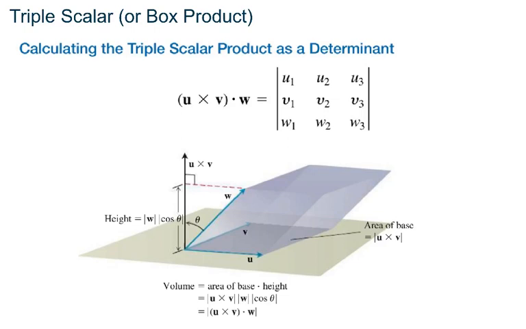And since this triple scalar gives us a volume, that's a reason why, because of this geometry, we also call it a box product of u, v, and w, because essentially it's creating a box-shaped figure. So let's do an example.